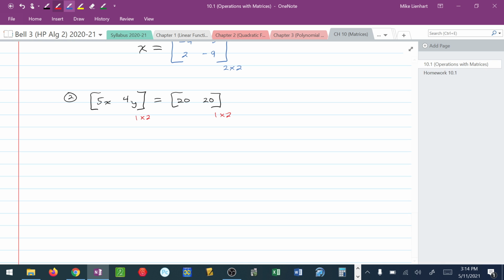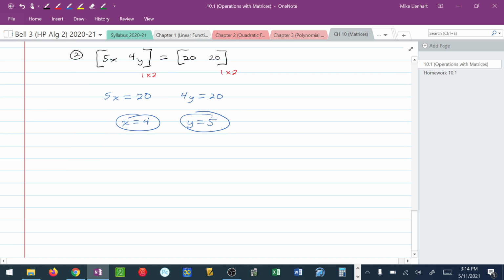From here, I know this is true. I know that the first element of the first matrix has to be equal to the first element of the second matrix. In other words, I know that 5x has to equal 20. Similarly, the second elements have to match up. So I also know that 4y is equal to 20. And now I can solve this to find the values of x and y. I get x is equal to 4, and I get y is equal to 5. This is just another way that matrices can be used in order to set up or to write equations. Let me show you one more.